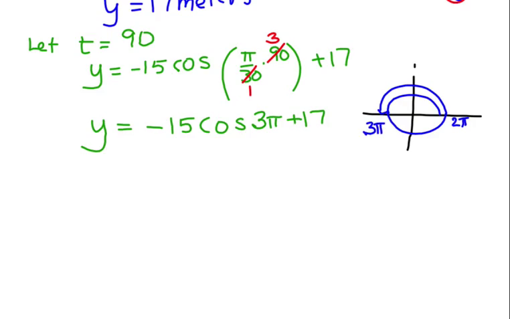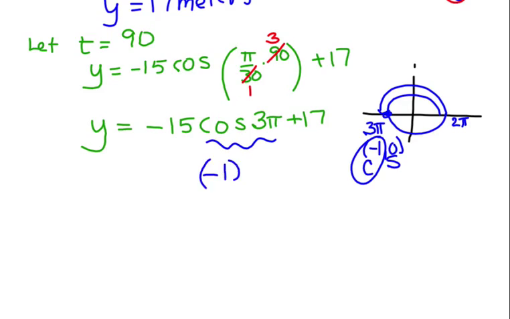What's the ordered pair here? Negative 1, 0. This is your cosine value, that's your sine value. We're looking for the cosine. So the cosine of 3 pi is negative 1. We can go ahead and substitute that in here. So negative 1.